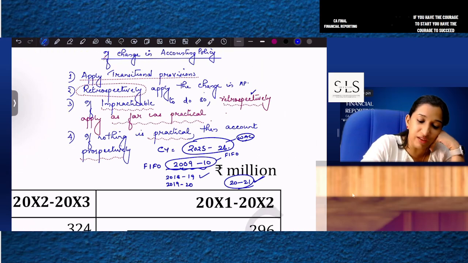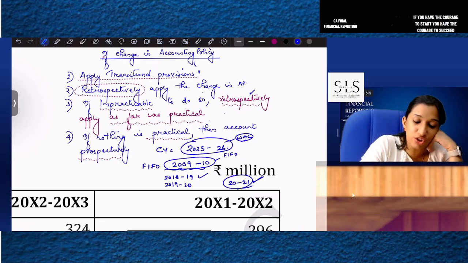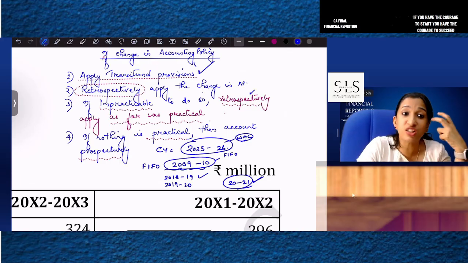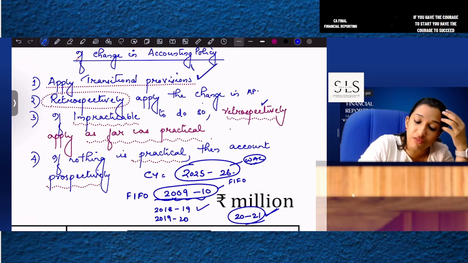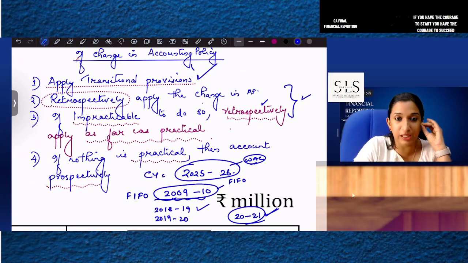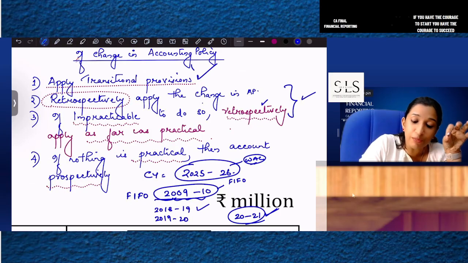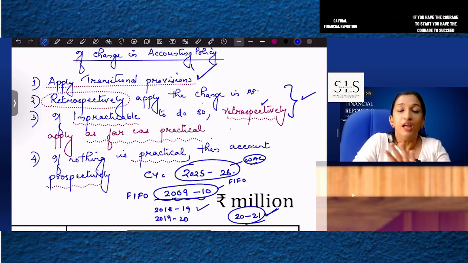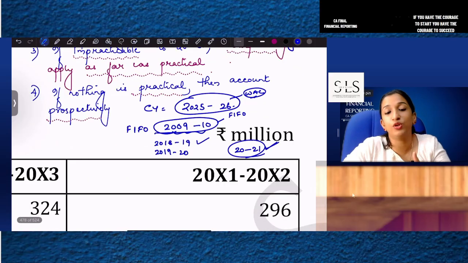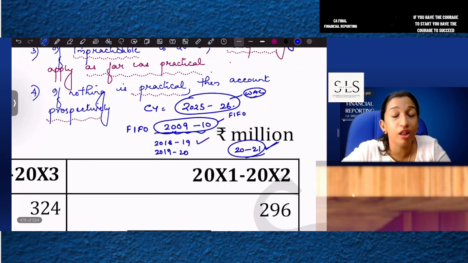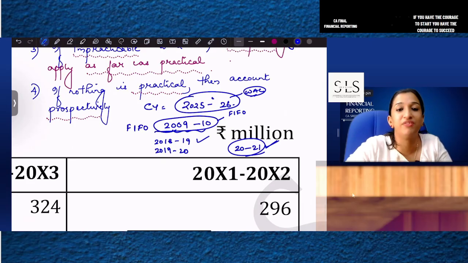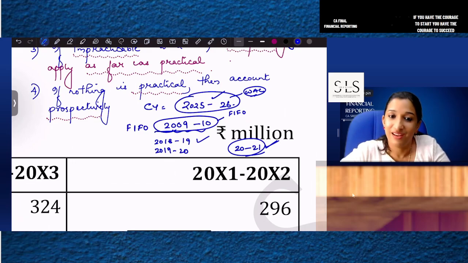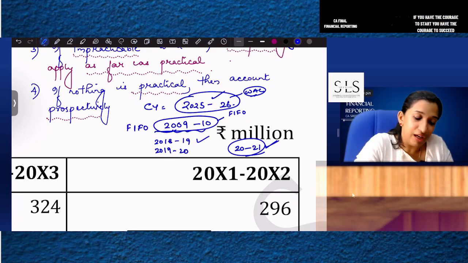So listen to what is given. Apply transitional provisions. If that is not available, retrospectively apply the change in accounting policy. If impracticable to do so, retrospectively apply as far as practical. If nothing is practical, and all the financial statements till last year are seized by the income tax department, then you apply from 25-26 onwards. Are you understanding? I hope so.